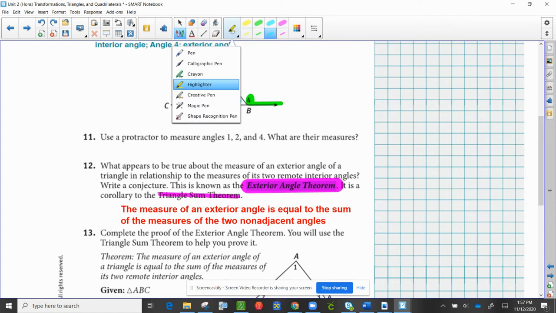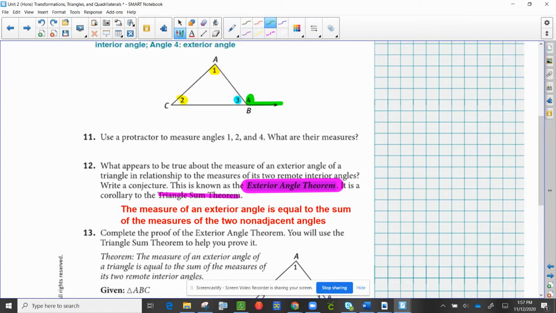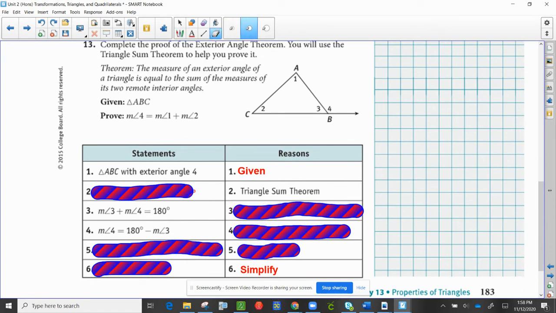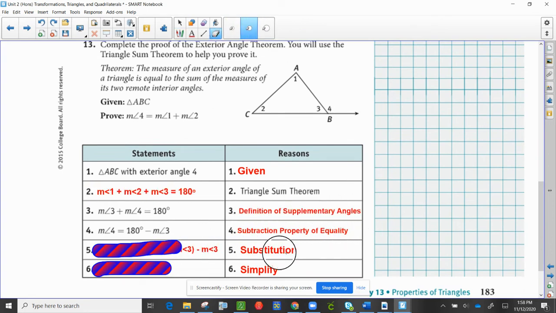Let me translate that into plain English for you. The measure of the exterior angle, in this case angle 4, is the same thing as the sum of your remote interior angles. So angle 4 is the same thing as angle 1 plus angle 2. That's what this exterior angle theorem is telling us. So the exterior angle is congruent to the sum of the two remote interior angles. There is a proof down here that goes along with this. If we have this picture, I'll show you what the proof is, and you can go through it.